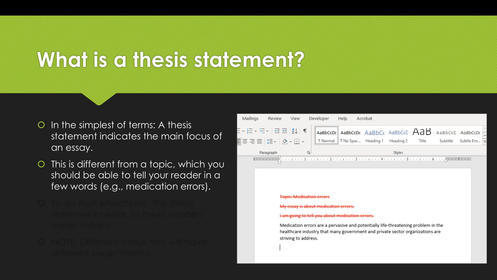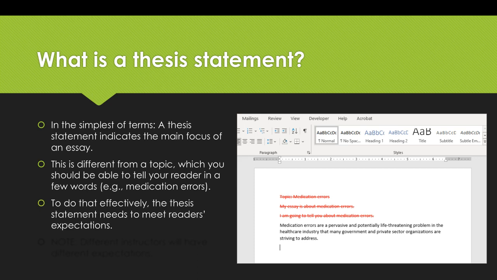In the simplest of terms, a thesis statement indicates the main focus of your entire essay. And this is different from a topic or a title, which you should be able to give your reader in just a few words. For example, medication errors is an example that we're going to use today. That's the topic or part of a title that you might use.